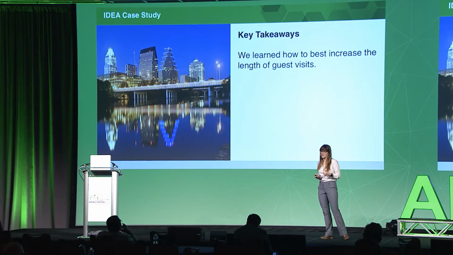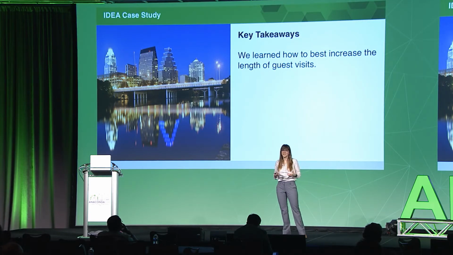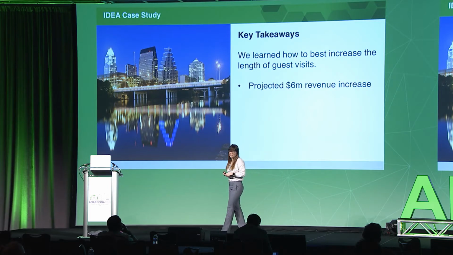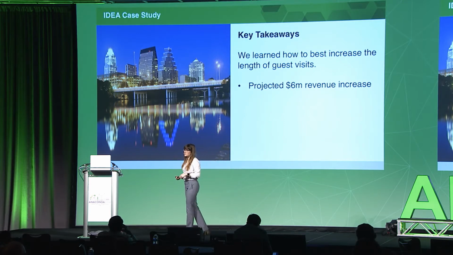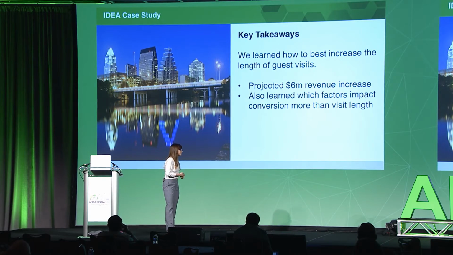So what are the takeaways from this example? We learned how to best increase the length of guest visits. We hit our business objective. That business objective is going to result in about a $6 million incremental revenue increase next year. Again, everyone's boss is happy.